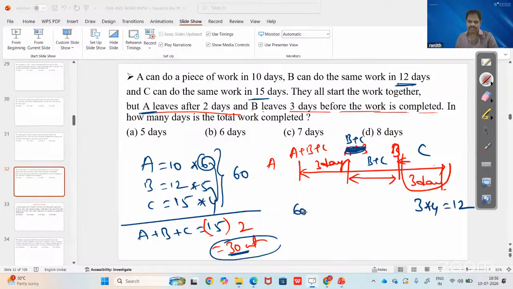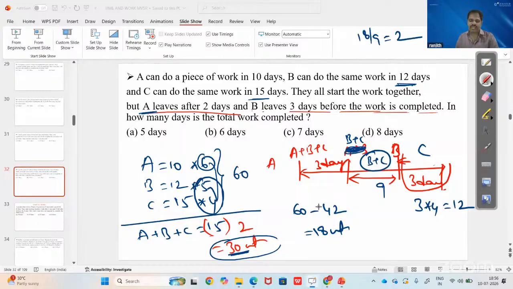Out of 60, 30 plus 12 is 42 units of work is completed. Remaining we are left with 18 units of work. This 18 units of work is done by B and C together. B and C equal to 5 plus 4 is 9. So 18 by 9 equal to 2 days.